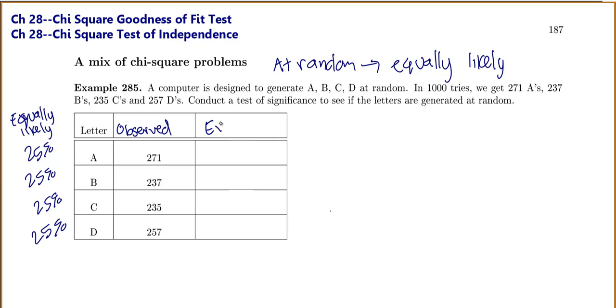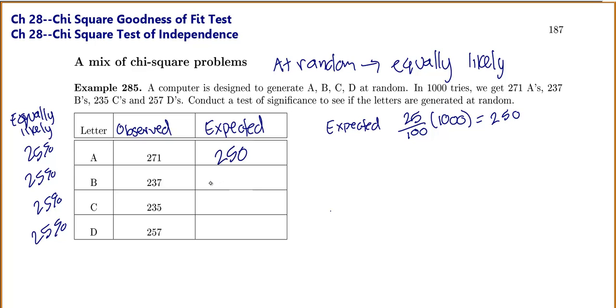So to do that, let's find our expected values. If each one was supposed to be 25%, it would be 25% over 100 times our total of 1,000, since that's how you figure out your expected: your percentage times your sample size. This gives us 250, so we expect 250 each time. Now we didn't get 250 for each letter, but we're wondering, are those slight differences just natural chance error, or is there something big going on?